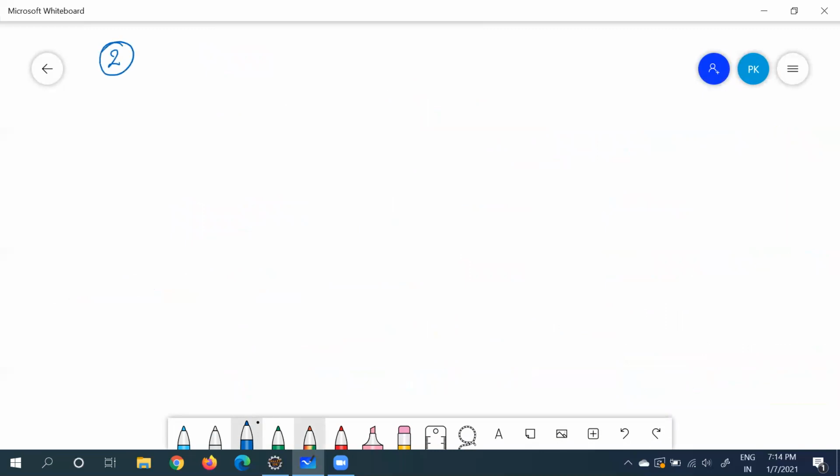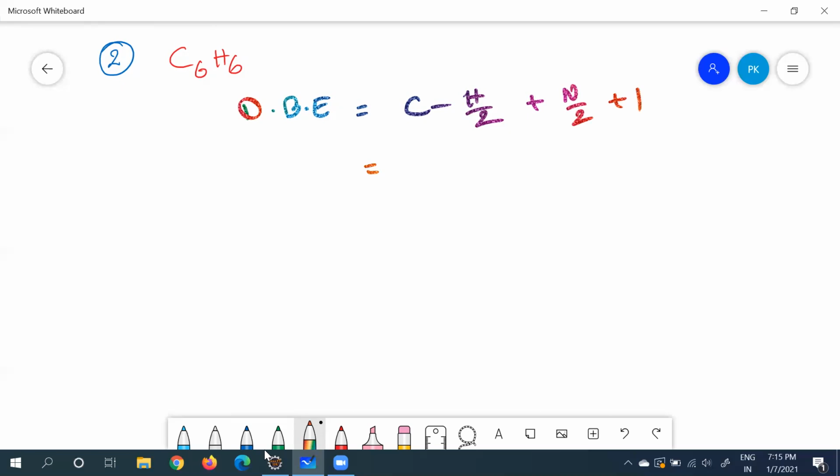Second example I'm going to give you here. Take a ring compound, students. C6H6. Calculate DBE for this. Double bond equivalence is equal to C minus H by 2 plus N by 2 plus 1. Substitute the values. C is equal to 6 minus hydrogens, we have 6 hydrogens, 6 by 2 plus no nitrogens, so this value is 0 plus 1. 6 minus 3, okay, 3. 3 plus 1, 4. That means what?